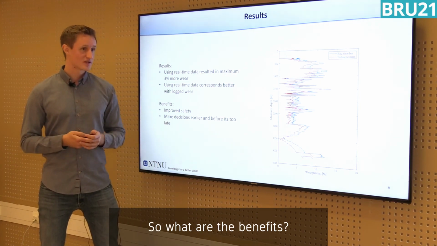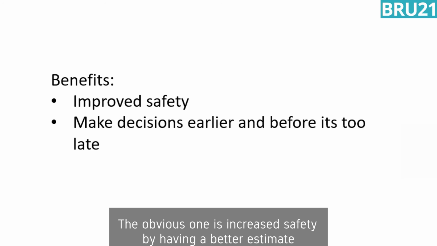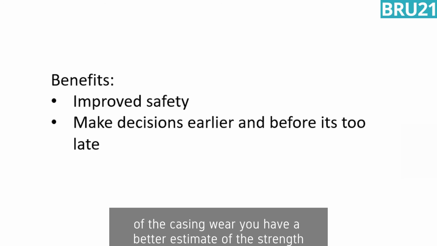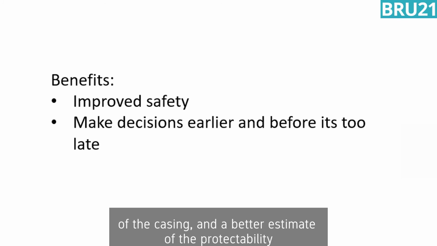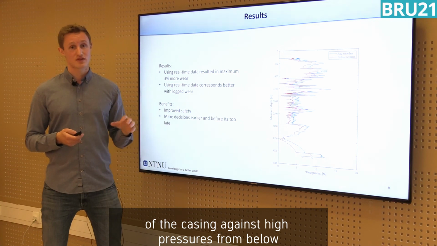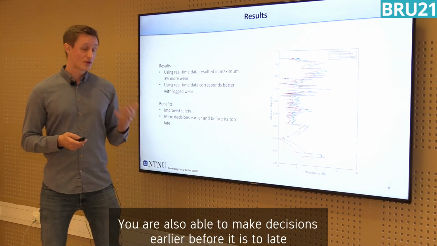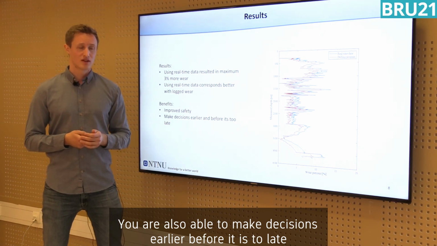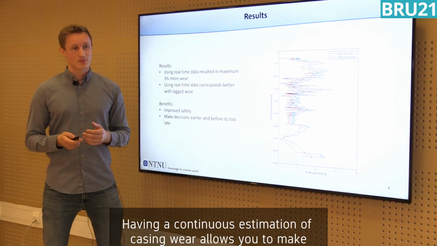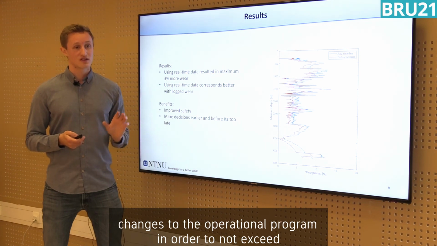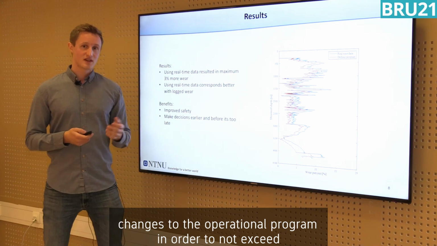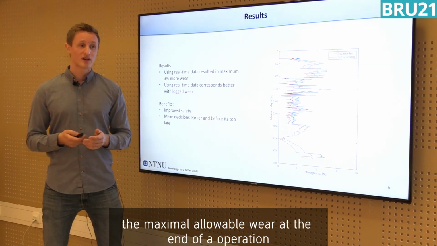So what are the benefits? The obvious one is increased safety. By having a better estimate of the casing wear, you have a better estimate of the strength of the casing and a better estimate of the protective ability of the casing against the high pressures from below. You are also able to make decisions earlier before it's too late. Having a continuous estimation of casing wear allows you to make changes to the operational program in order to not exceed the maximum allowable wear at the end of operation.